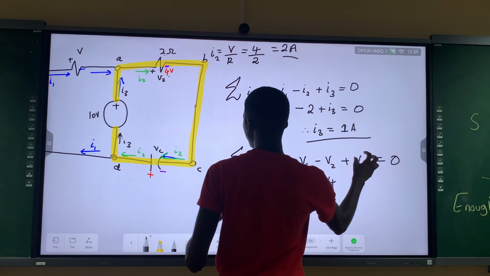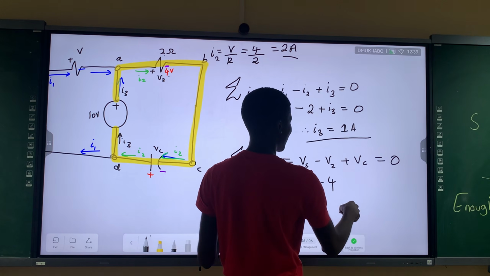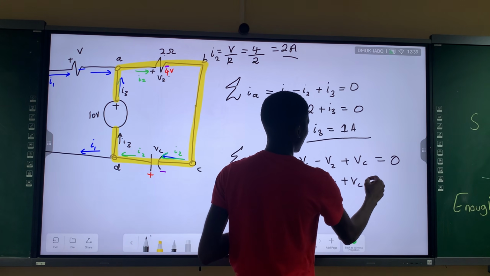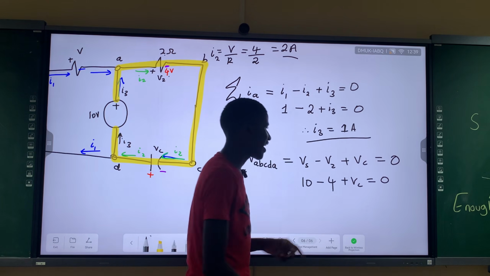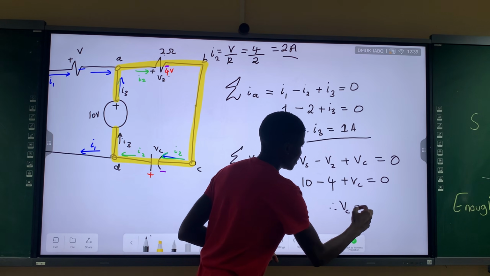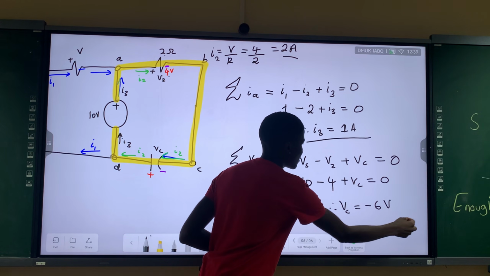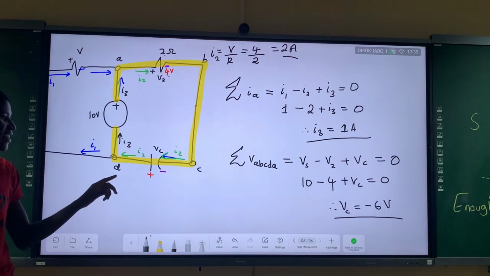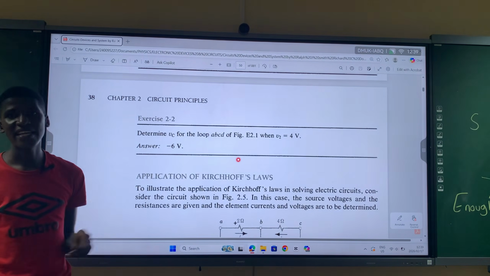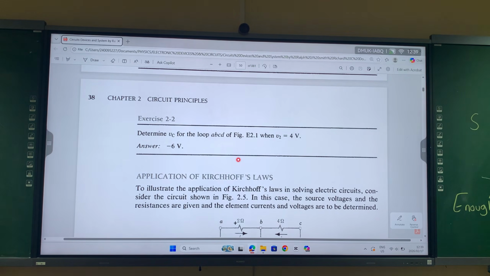And then the voltage across the capacitor, we say it's going to be a positive voltage, equals 0. 10 minus 4 was 6. Take it to the other side. The voltage will be negative 6 volts. So that is our answer. Our answer there will give us a voltage which is negative 6 volts. So it is very important to check the direction of the currents.